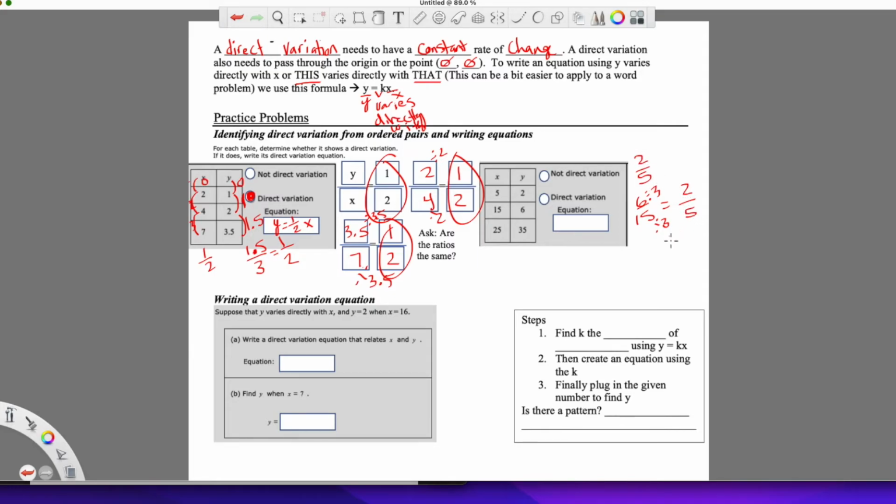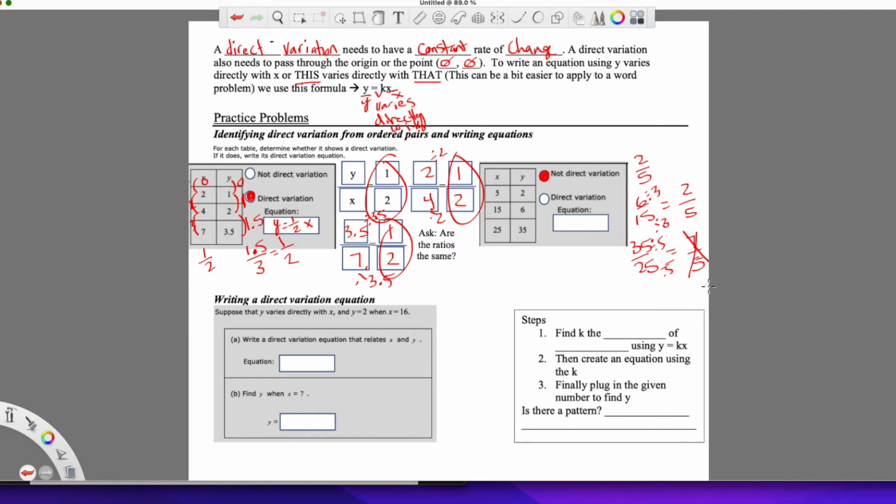So I need to check that last one. 35 over 25. So these can both divide by 5 for sure, because they both end in 5. So I'd have 7 over 5. So this one does not work. I have 5 on the bottom, but that is not the same ratio. So this is not a direct variation. So I can stop. I don't need to check any further. I only need to go to checking that 0, 0 part if this is a correct ratio, making sure that it does in fact work.